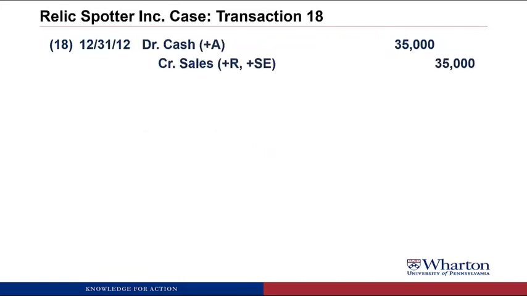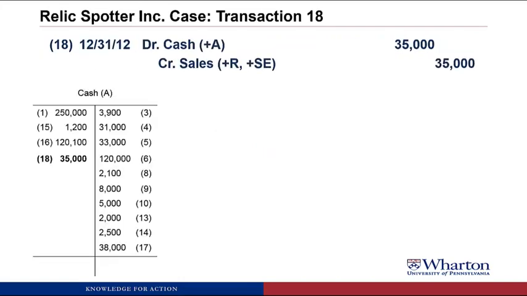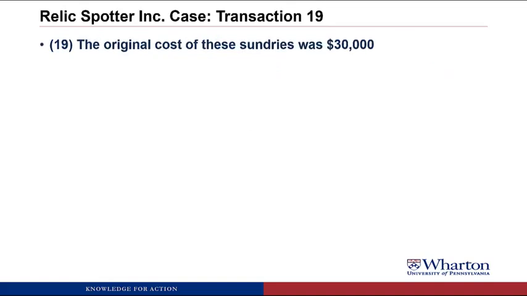Let's post this to T account. So we post a debit to the cash account and create a sales T account to keep track of revenue from sundry sales. Transaction 19. The original cost of these sundries was $30,000.